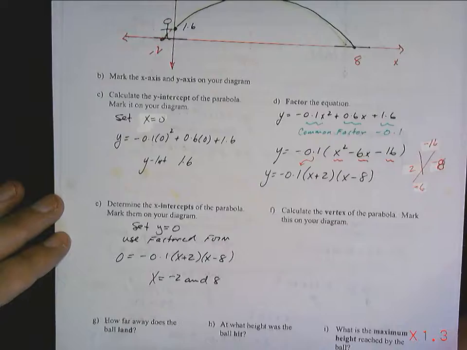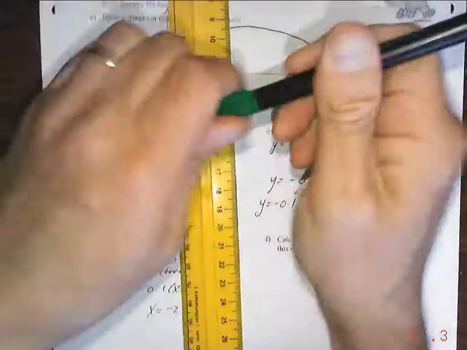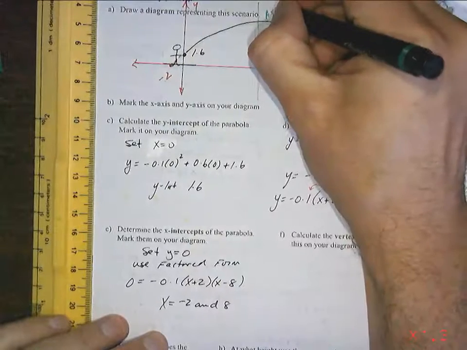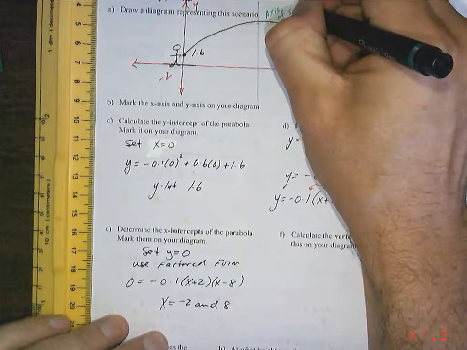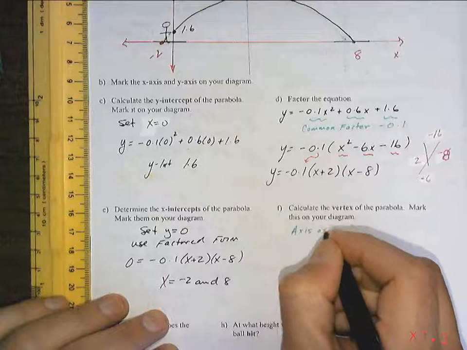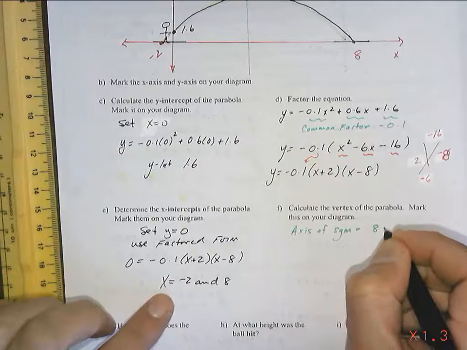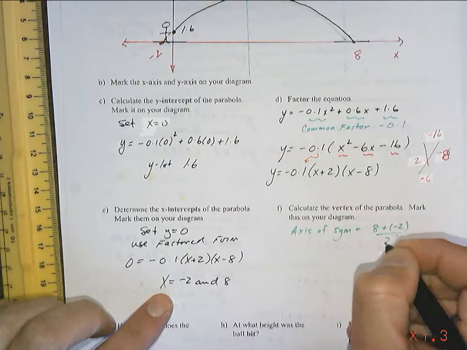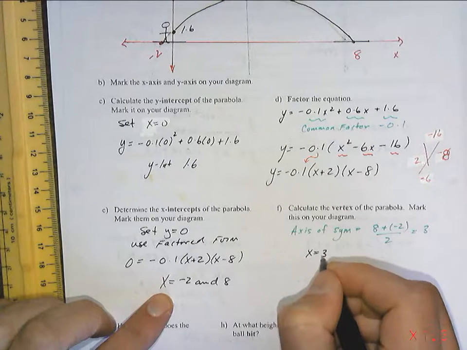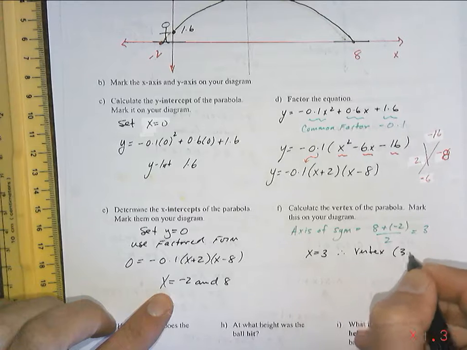Calculate the vertex of the parabola. Okay. Axis of symmetry time. Right through there. So what we're going to do is take the 8, add the -2, and divide by 2. We're going to get 3. So x equals 3, therefore the vertex is going to be (3, k).